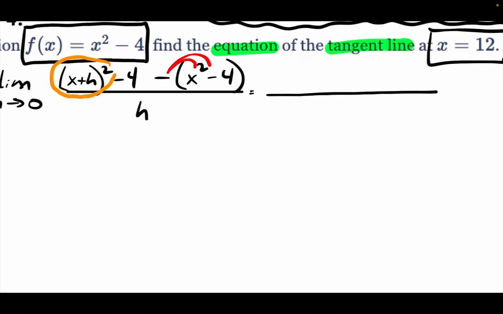What does x plus h squared mean? Quantity squared. Times itself, right? So let's do that first. x plus h times itself minus 4, because it was the minus 4, and then when I distribute it, I get negative x squared plus 4.